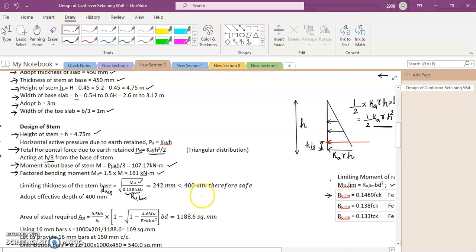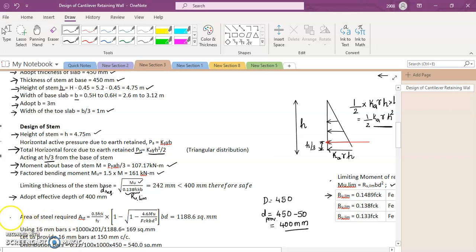We have provided the overall depth of the stem at the base as 450 mm. If we consider the effective cover of the stem as 50 mm, the effective depth becomes 400 mm. So this is how much we have provided, d provided, whereas required is only 242 mm. That means what we have provided is sufficient. So let us continue with the effective depth of 400 mm.